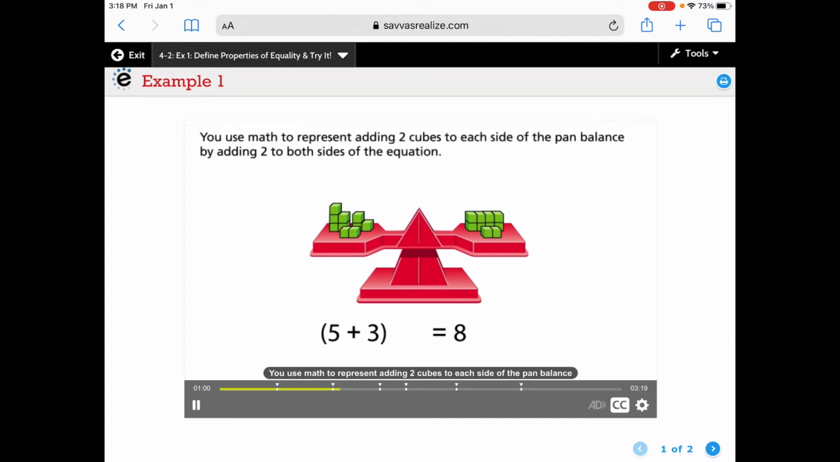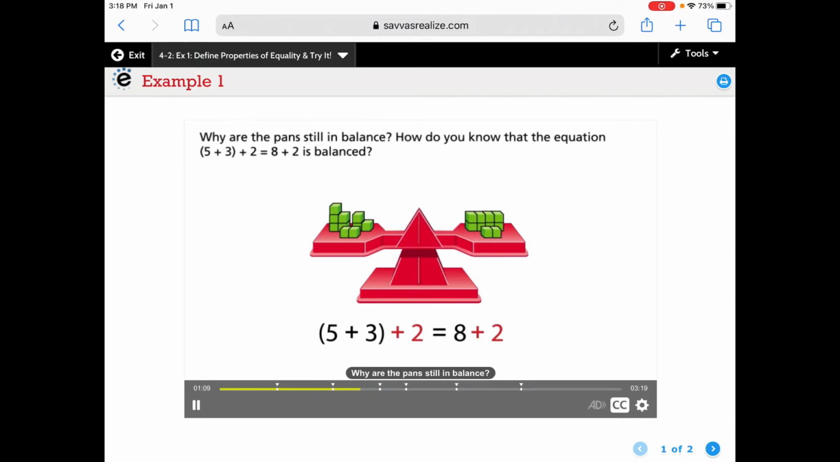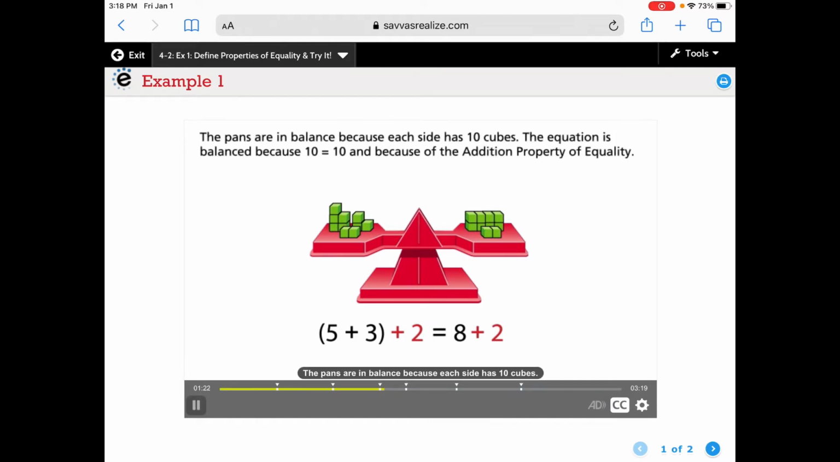You use math to represent adding 2 cubes to each side of the pan balance by adding 2 to both sides of the equation. Why are the pans still in balance? How do you know that the equation 5 plus 3 plus 2 equals 8 plus 2 is balanced? Well, we know that it's going to equal 10, right? The pans are in balance because each side has 10 cubes. The equation is balanced because 10 equals 10, and because of the addition property of equality.